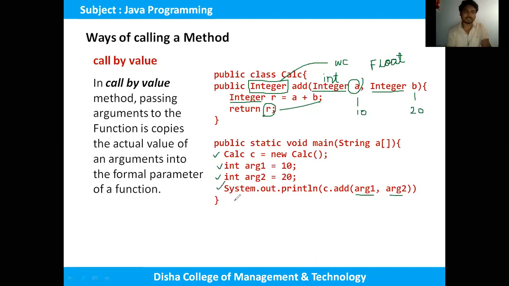So this is the way call by value works. Again, I would like to repeat here, in call by value, we basically pass the argument to the function, and at the same time it copies the actual value from that argument into the formal parameter of the function.